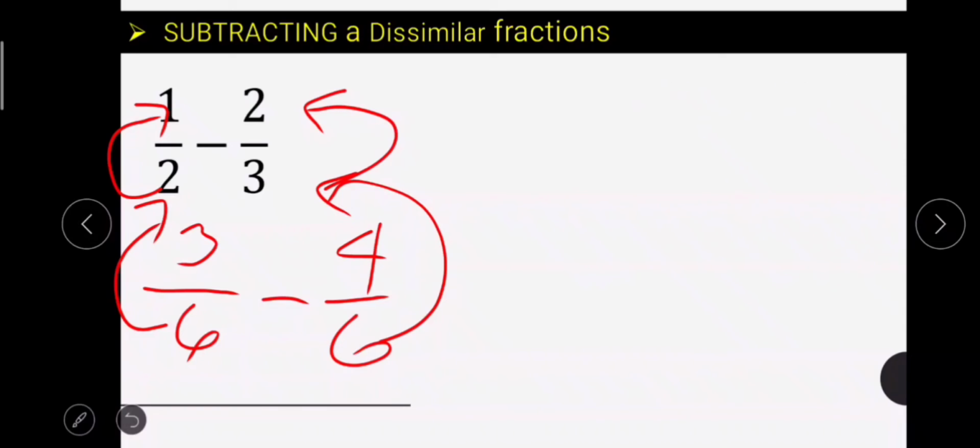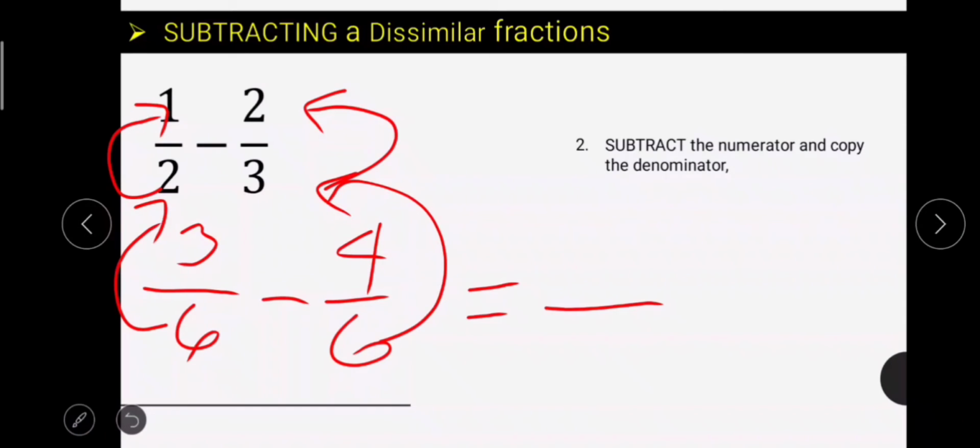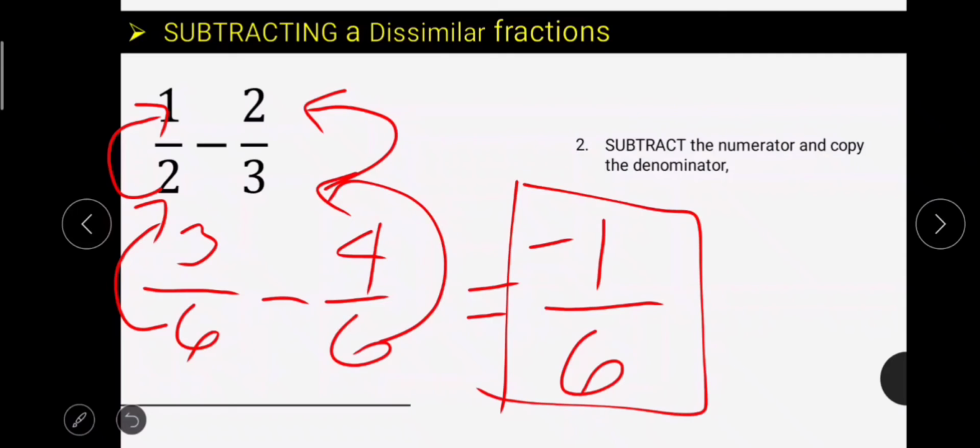Then next, let us subtract the numerators. So we have 3 minus 4. It gives you 1. Then follow the sign of the subtrahend, negative 1 over 6. And that will be our final answer.